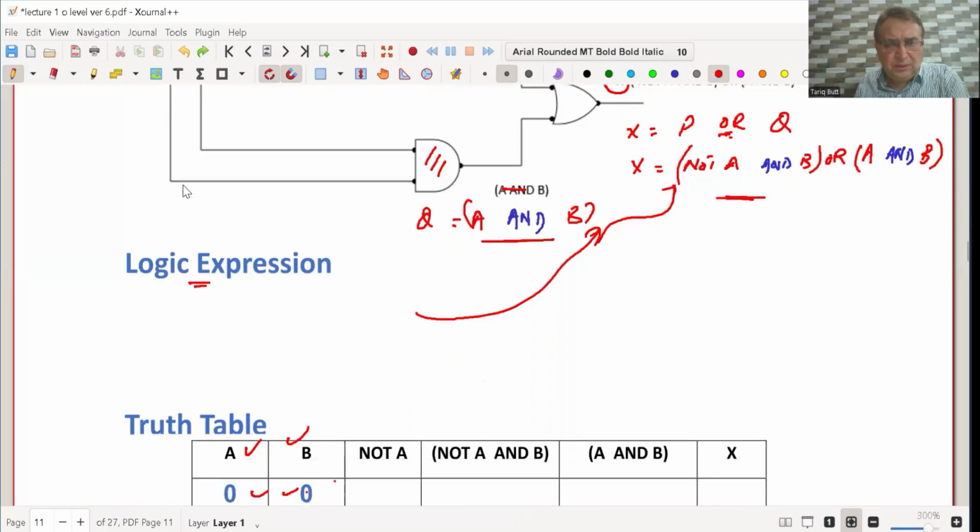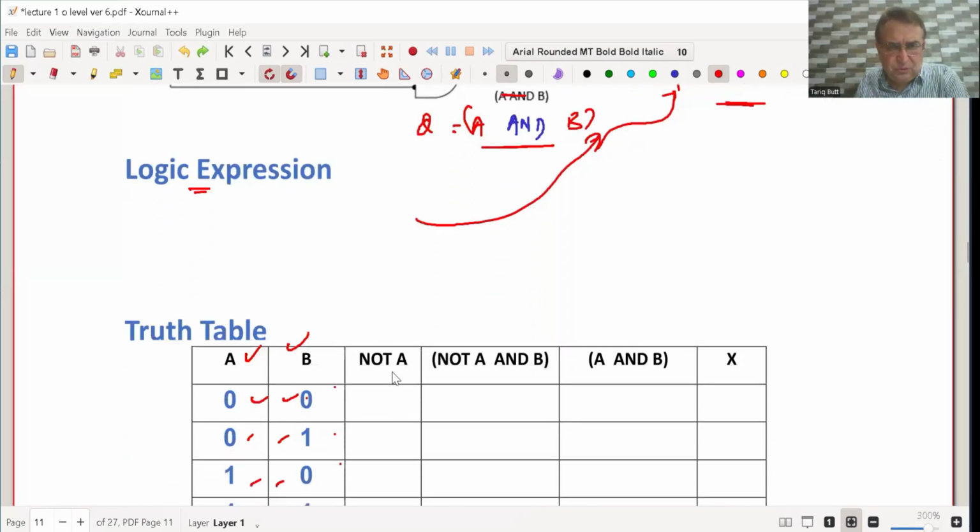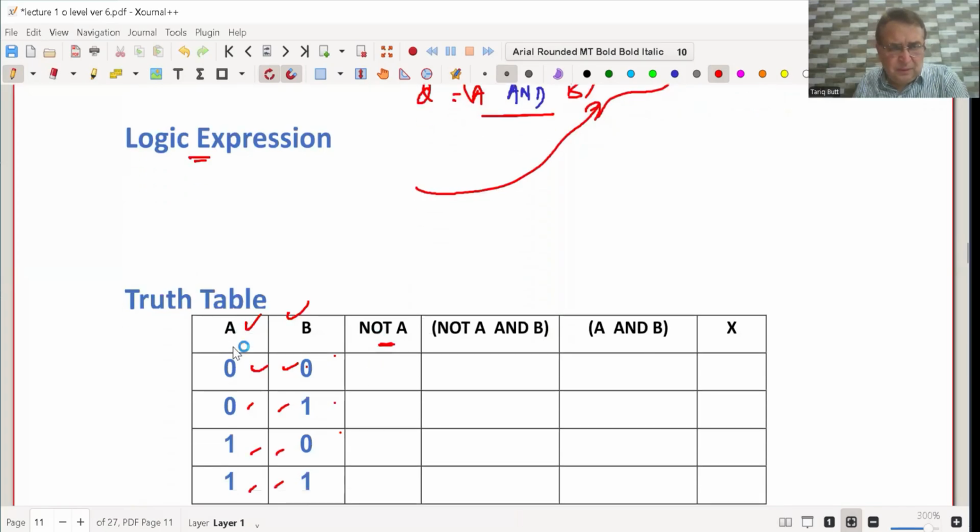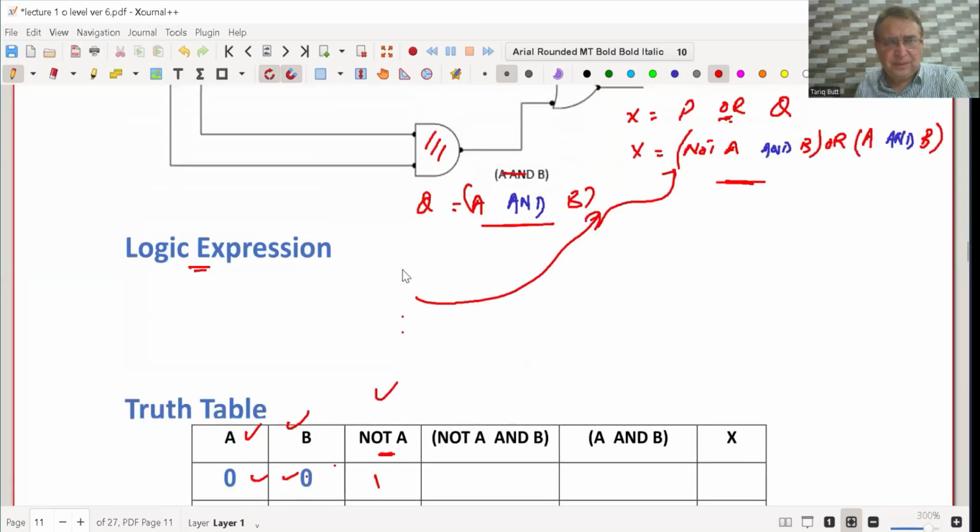You draw the column for that. So we have drawn the column for not of A. That is very simple. You just invert the column of A to get not of A. So for 0, it is 1. For 0, it is 1. For 1, it is 0. And for 1, it is 0. Fine. So you build this column for not of A.